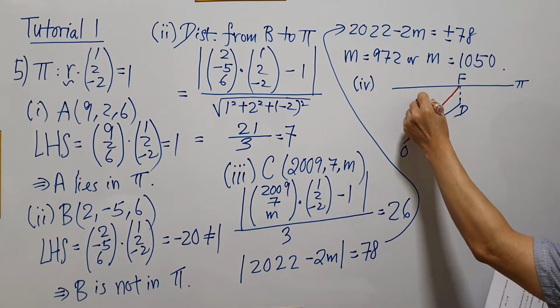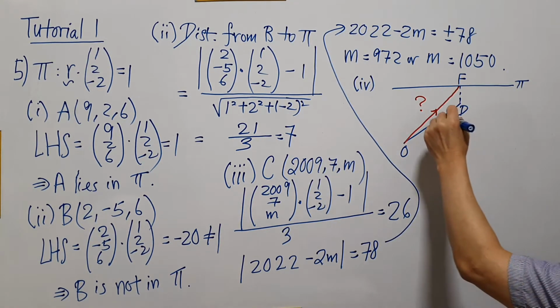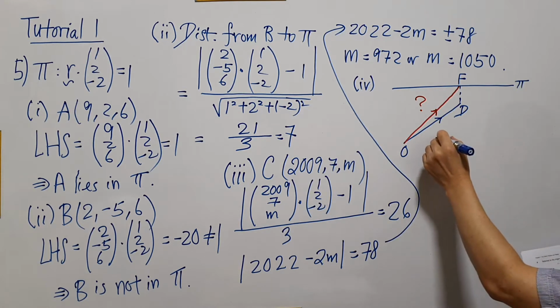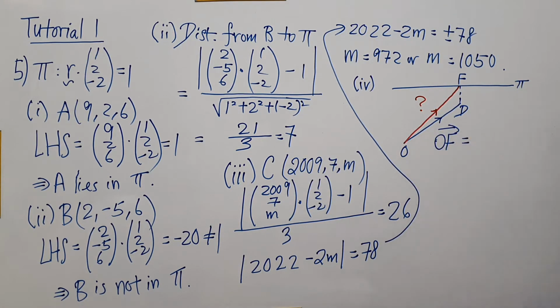This vector is what you want to find. You're given the vector OD. OD is given to you. Now, judging from this diagram, I can always say that the vector OF, which is what you want to find, is equal to OD plus DF.